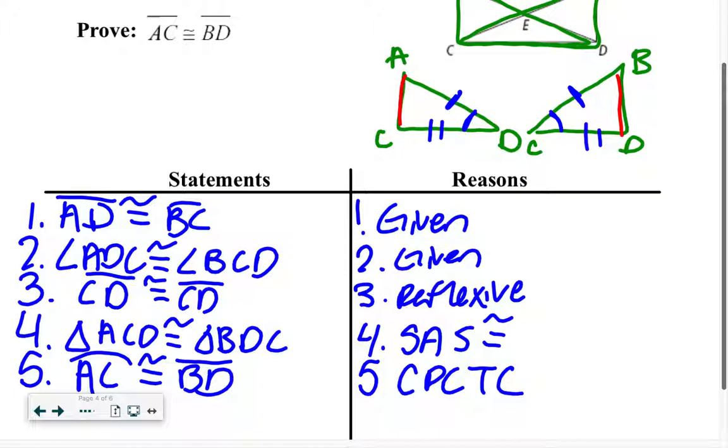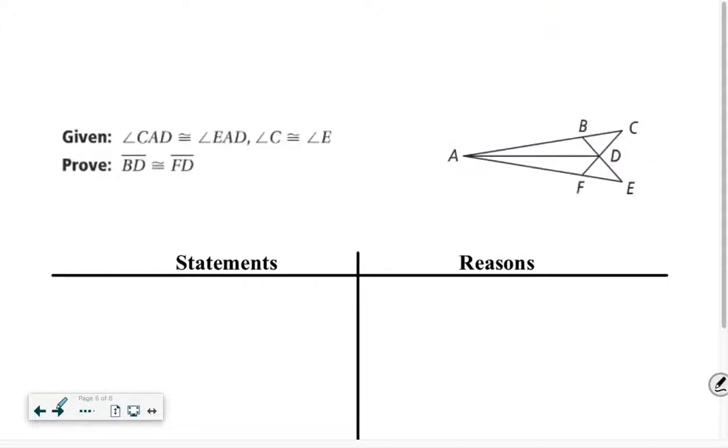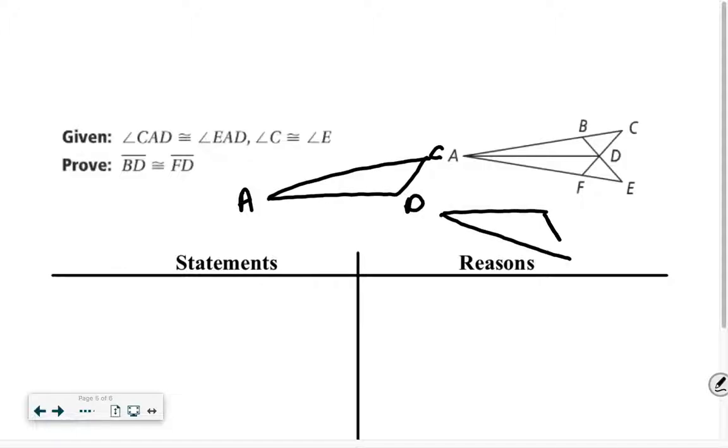Okay. Questions there? No questions? Okay, this last one, bear with me. It is probably the longest one we've done, but it's not bad. Do you see two triangles that share something? They share AD. So let's draw the two triangles that share AD. One has A, D, and C, and the other has A, D, and E.